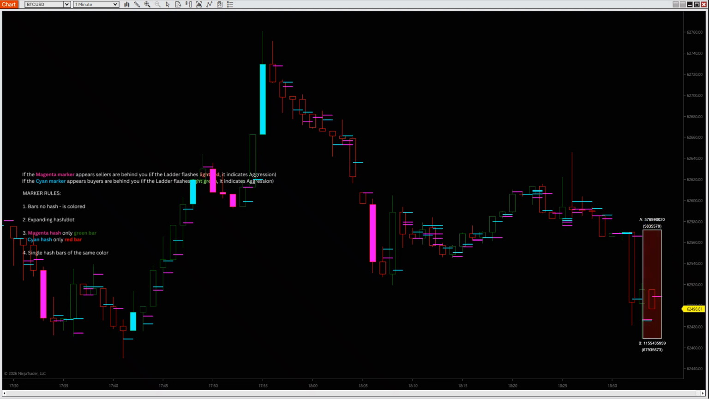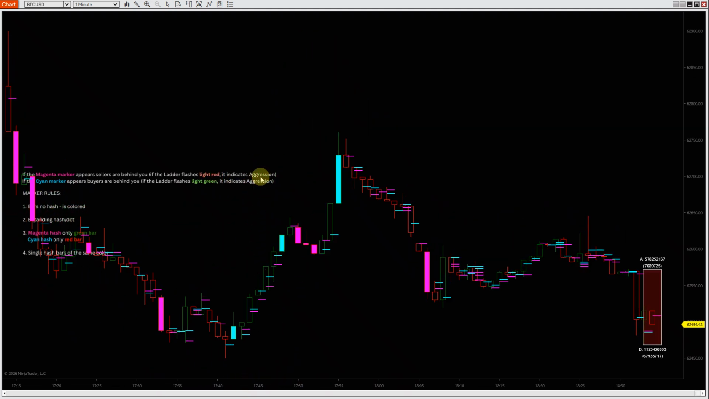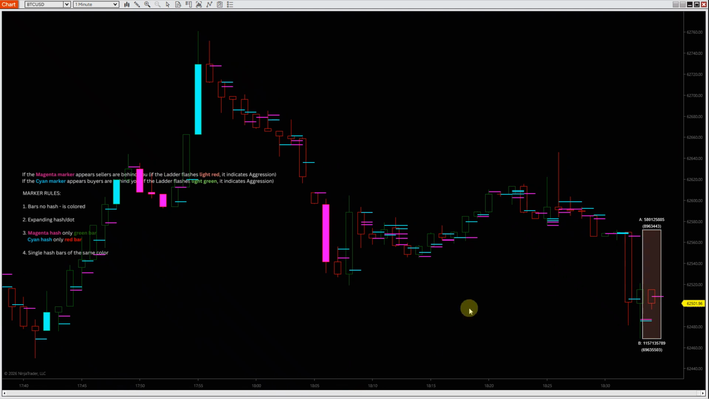Now if you want to know, when it lights up like that, that lighter color, that's aggression. Now the coloring in the zone itself is really important as well, but definitely when you see that lighter color.